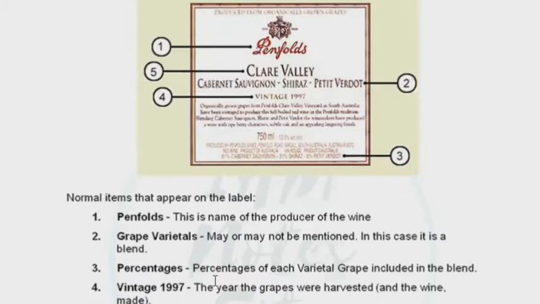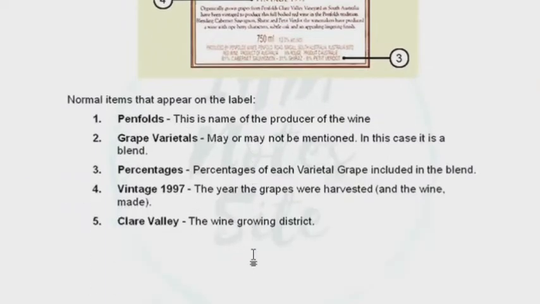In this case it is blended. Sometimes there is a single grape wine like Cabernet Sauvignon, and this is a blending of wine, Cabernet Sauvignon Shiraz. All right, and Clare Valley, this is the wine growing district.